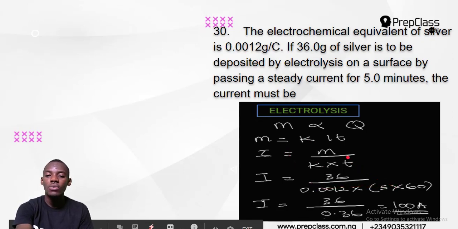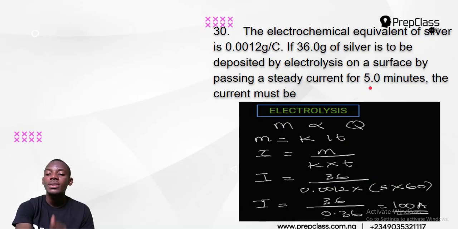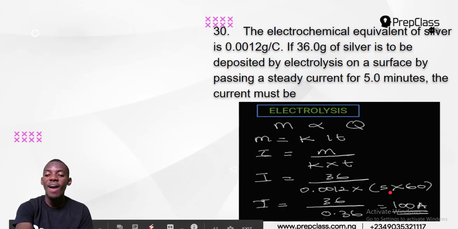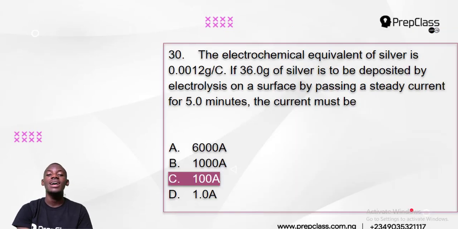Then my time is what? 5 minutes, but that is wrong. That's a trap, because time can't be measured in minutes. Time must be in seconds, so you must change it to seconds. That will become 5 times 60, and that makes 300. So 300 times this will give me 0.36. So that will give me 36 over 0.36, and if you divide it, you'll get 100 ampere as your answer, and that is the answer to the question.